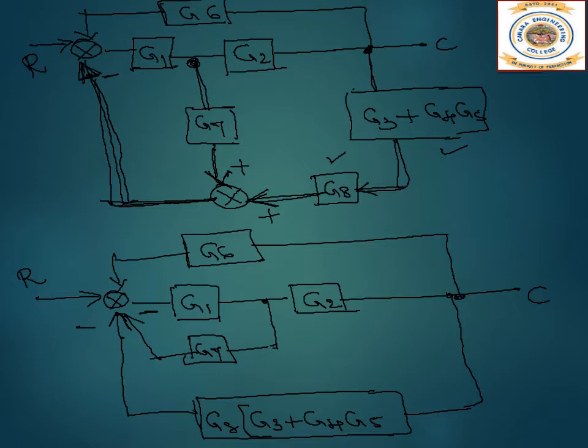So now check out here. First we can solve this G1 and G7. This is a feedback, a minor loop. Check here, the arrow mark like this is coming again back towards the summation point. So this we will solve first. Let me redraw it again by solving that minor feedback loop.